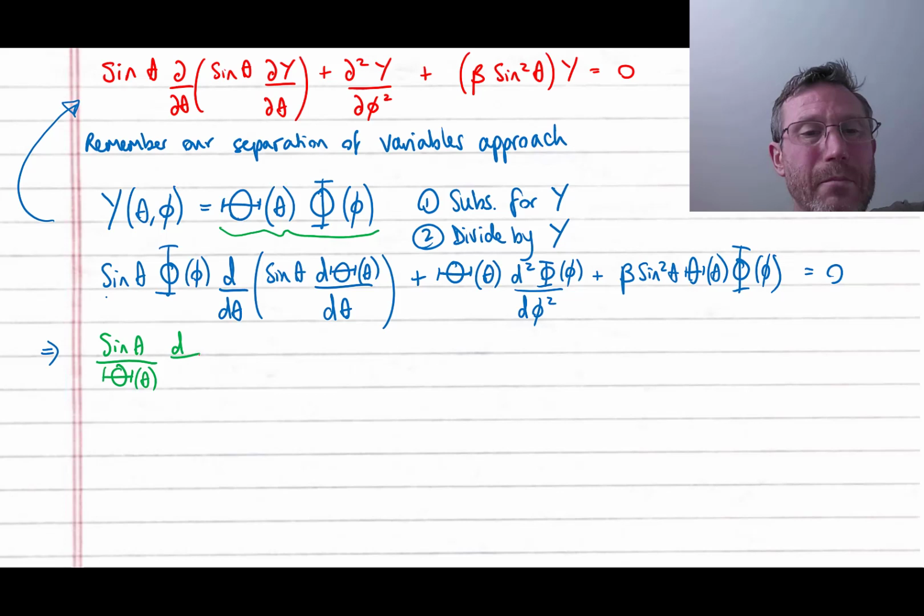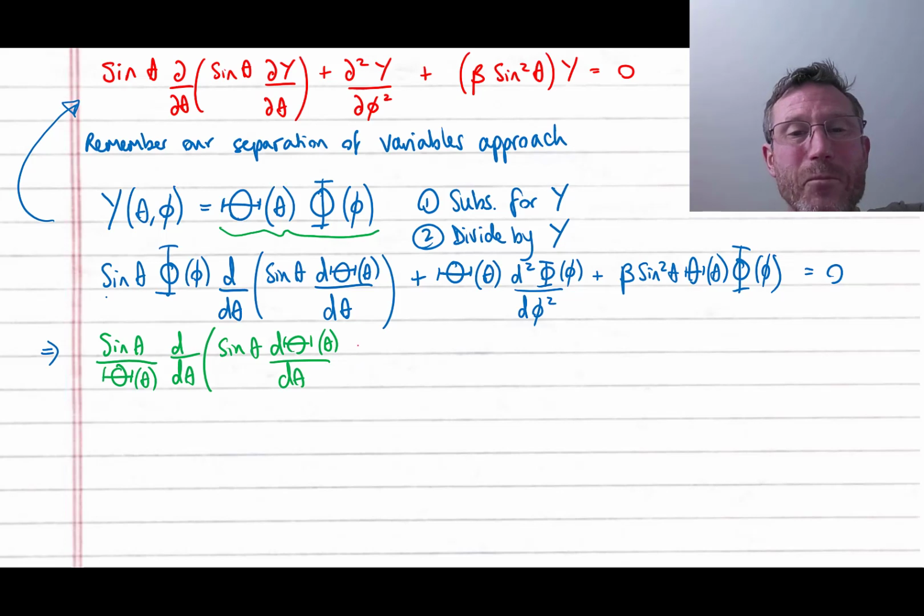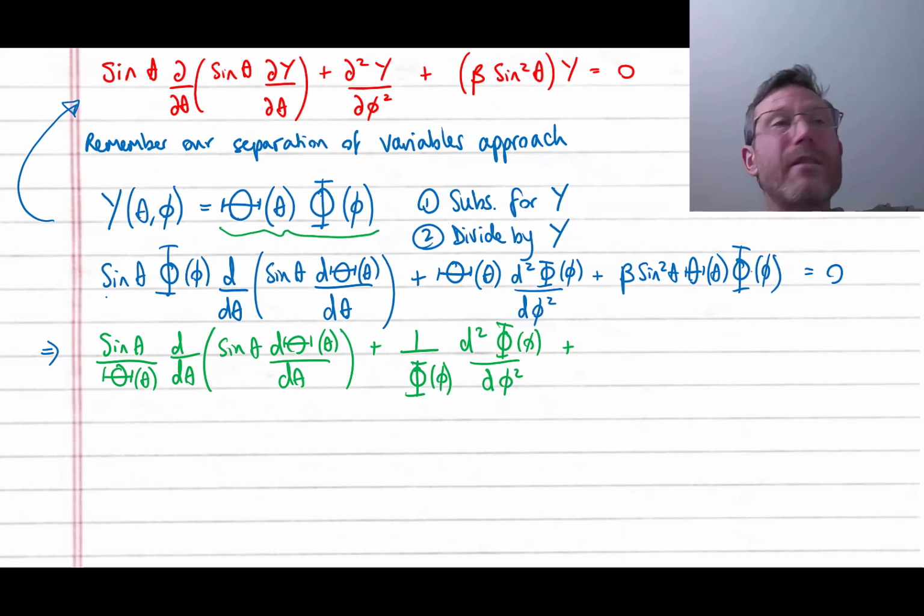So d by d theta, sine theta d theta by d theta, plus, so this term will cancel, so we get 1 over, and there's our capital phi term in here, d squared, and in this case this term just ends up disappearing. So we end up with beta sine squared theta equals 0.